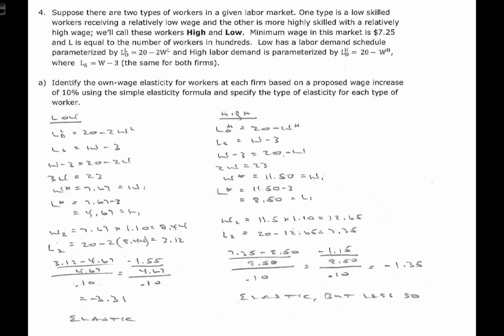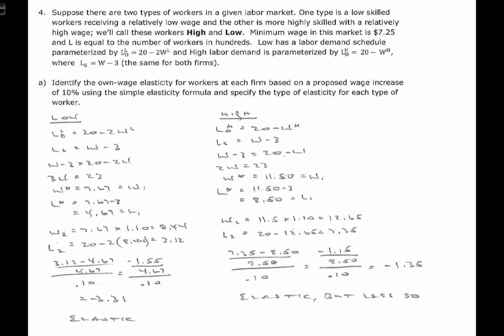Well, how do we know where they start out with their wage? Well, to find that out, we have to think about this labor supply and labor demand. So we've got labor demand, labor supply, equate them to one another. We can then find the W star for low, that's 7.67. It's above minimum wage, of course. And that's also our initial level. If that's our starting point, that's W1. And then L star is 4.67, and that's L1. And we can do the same thing for high, where we should have seen W star for high at 11.5, which is W1 for high, and then L star for high at 8.5, which is L1 for high.